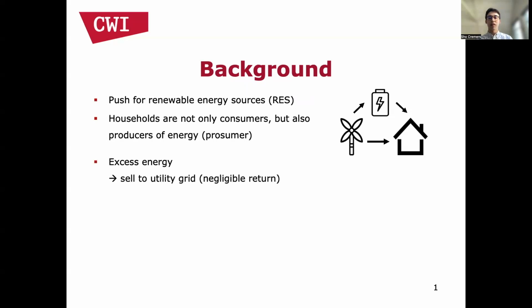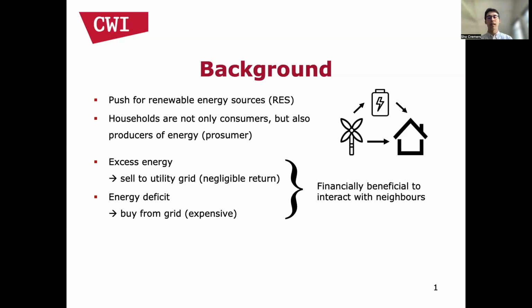Now, if you have excess energy and the battery is also fully charged, then you can sell the energy to the utility grid. But normally the price they pay for your energy is so small that it is almost negligible. On the other hand, if your demand is not met by the energy sources, then you have to buy the energy from the grid, but the buying price is normally much higher. So there's clearly a financial benefit to interacting with the neighbors, so that you can reduce this redundancy and use as much of the energy generated within the community.